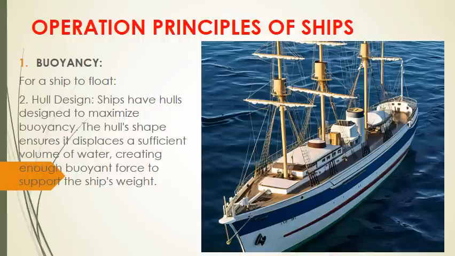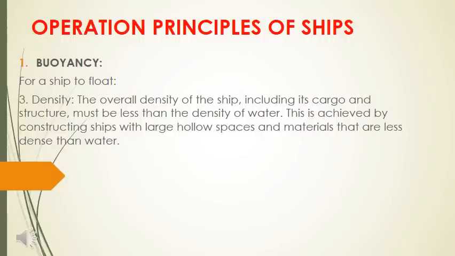Another thing that is important is the hull design. Ships have hulls designed to maximize buoyancy. The hull's shape ensures it displaces a sufficient volume of water, creating enough buoyant force to support the ship's weight. Because the weight of the ship is acting downwards, there must be enough buoyant force to keep the ship floating, because there will be cargo and passengers and many other things loaded on the ship. So the hull design must be such that it maximizes the buoyancy, creating sufficient buoyant force to support the ship's weight.